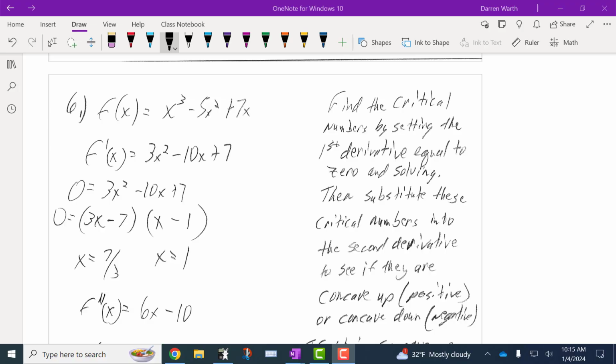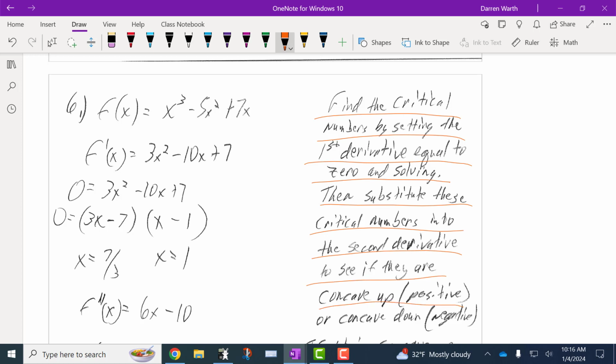Okay, number 6 says let f of x equal x cubed minus 5x squared plus 7x. It says use the second derivative test to determine which critical numbers, if any, give relative extrema. So, kind of a reminder, you're going to find the critical numbers by setting the first derivative equal to 0 and solving. Then substitute these critical numbers in the second derivative to see if they are concave up, which means it's positive, or concave down, which is negative.